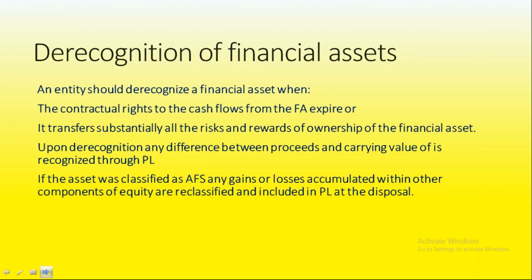If the asset was classified as available for sale, any gains or losses accumulated in other comprehensive income will be taken back to the P&L through recycling. So you have to remove it from other components of equity, debit other components of equity, and credit your retained income or P&L with that amount through the OCI.